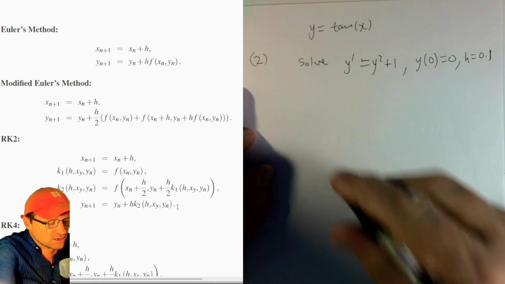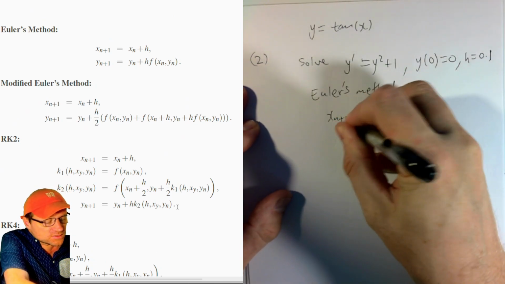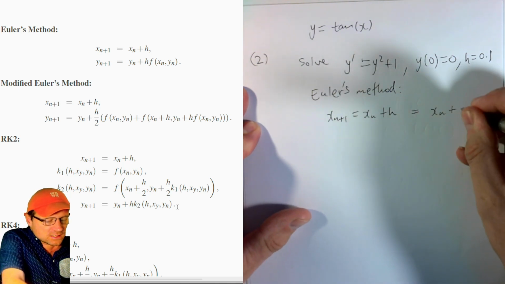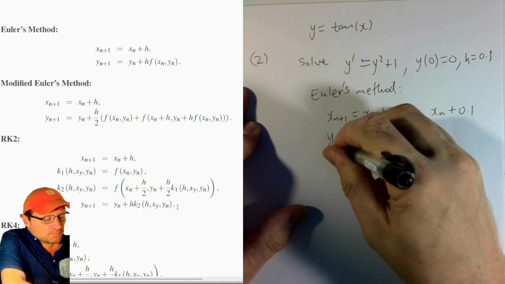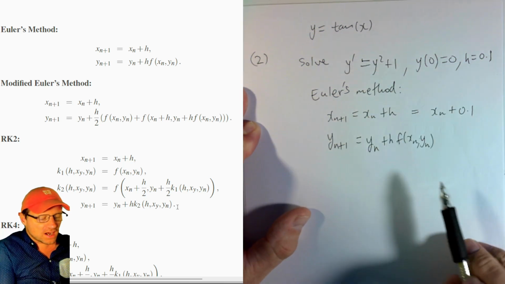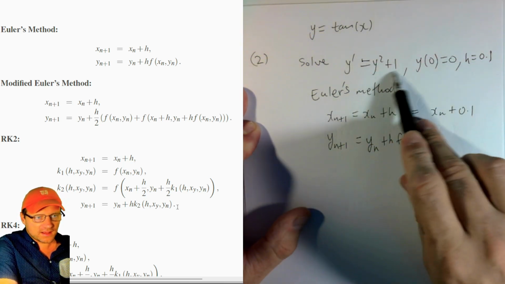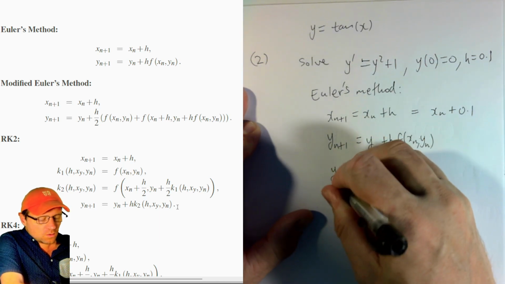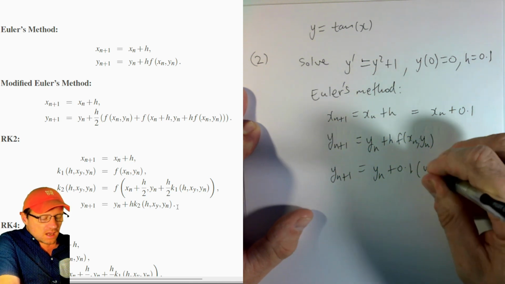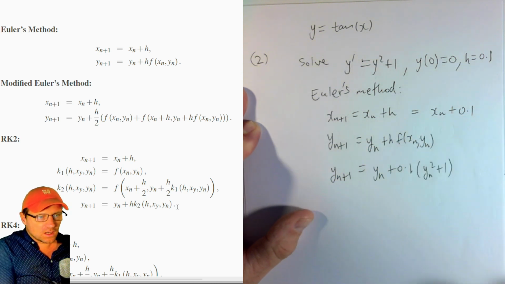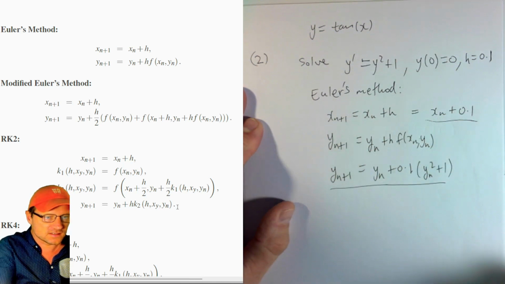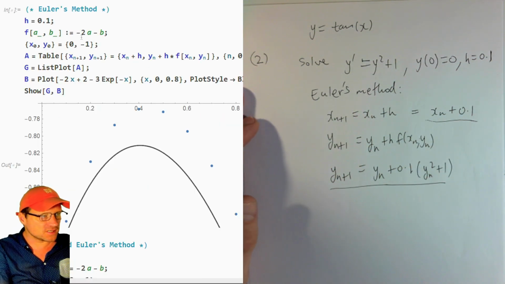If I scroll up here, we have xn plus 1 is xn plus h, and so this is xn plus 0.1. Yn plus 1 is yn plus h, f xn yn. All right, now f is just the right-hand side, and so this is yn plus 1 is yn plus 0.1 times yn squared plus 1. Okay, and so this is the sequence that we want to run, this together with this. So let's go to that implementation in Mathematica.